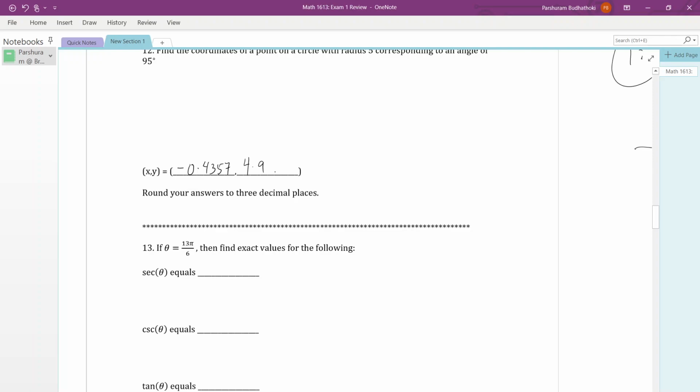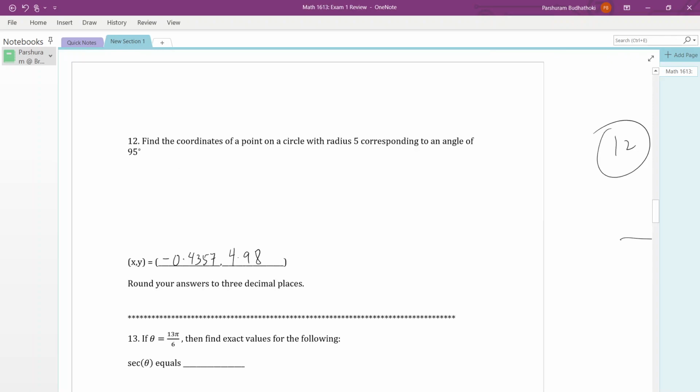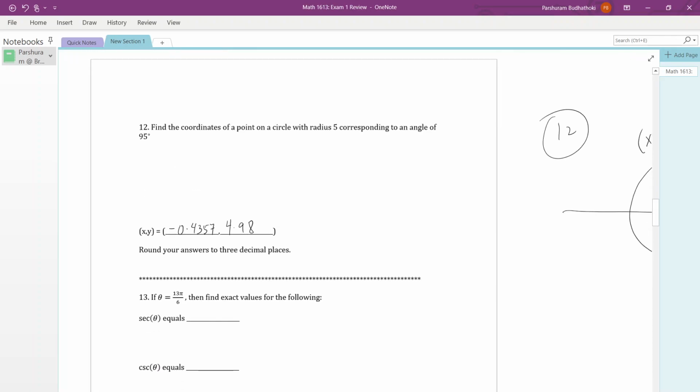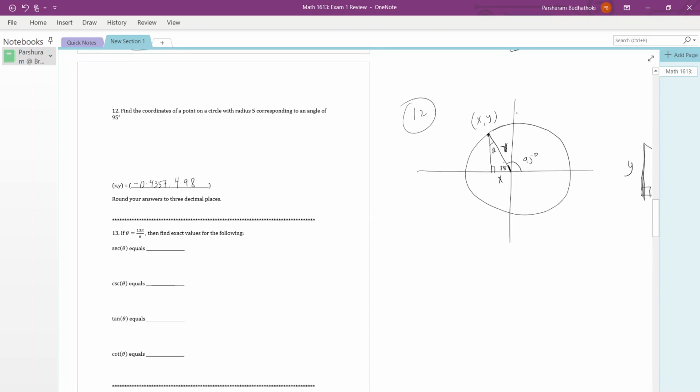That's the y coordinate. So that's the x and y coordinate of this point for the 95 degree angle and 5 radius.